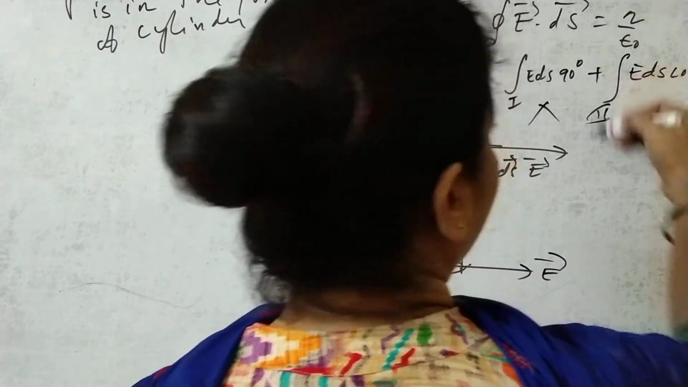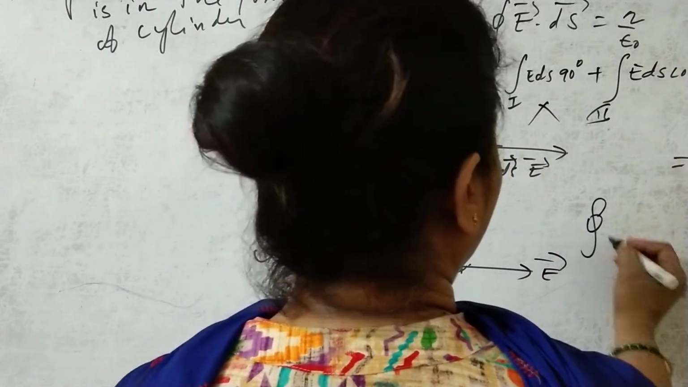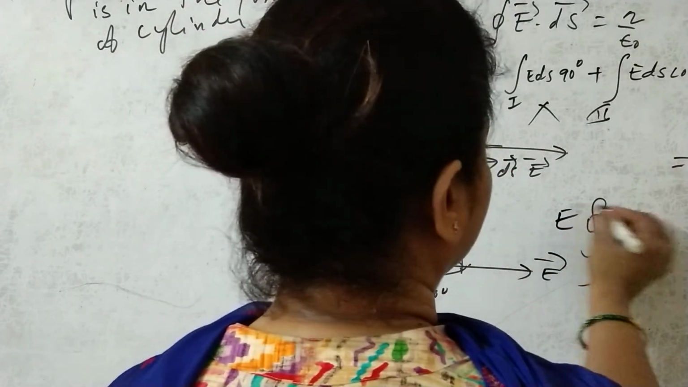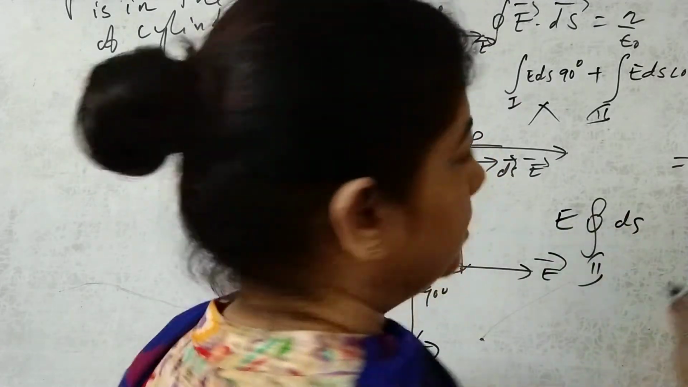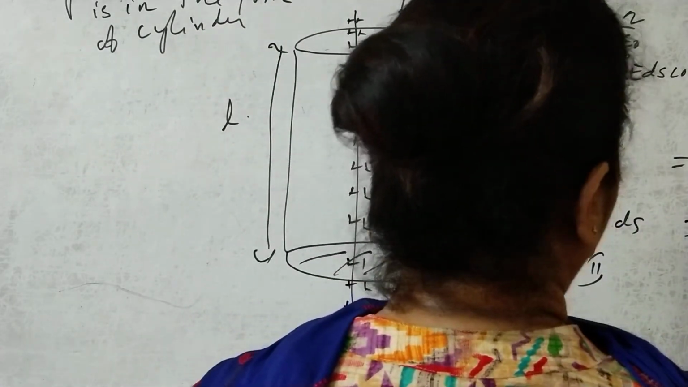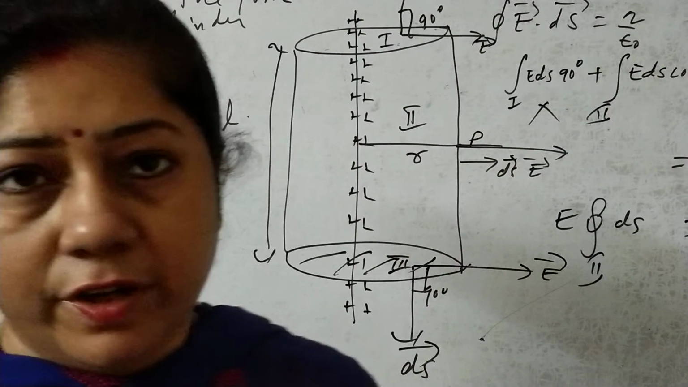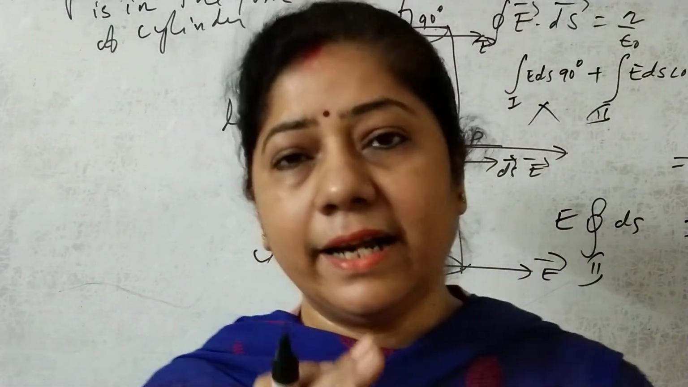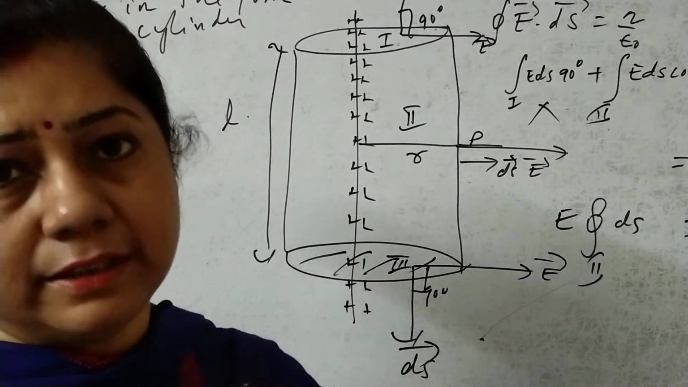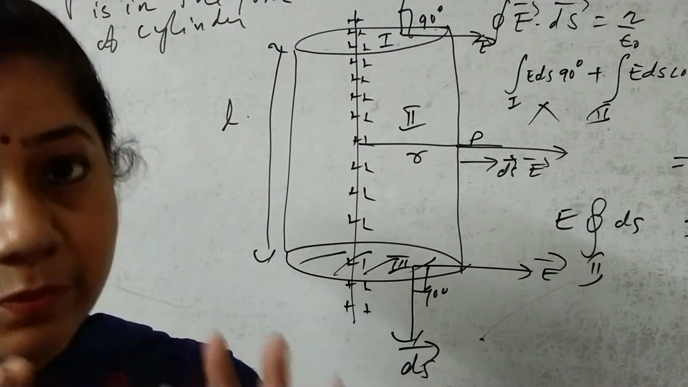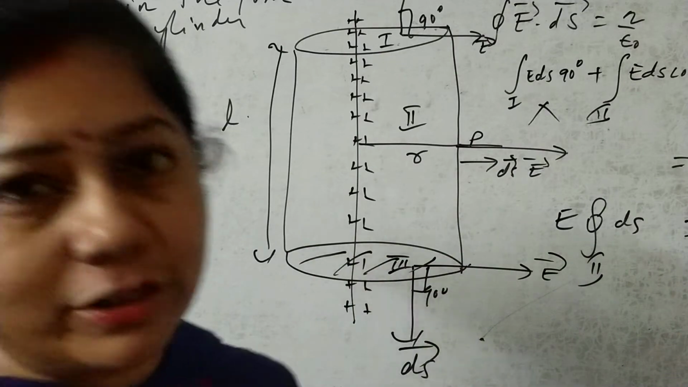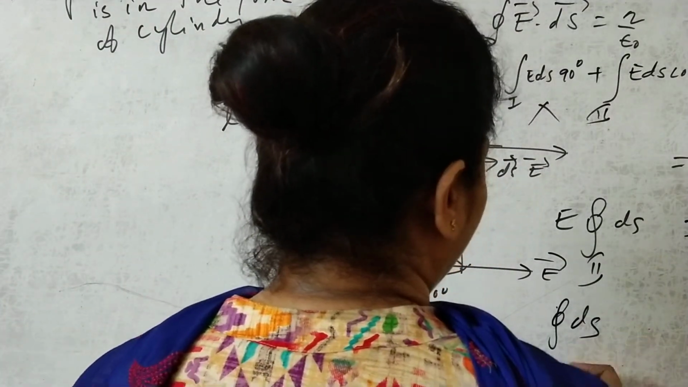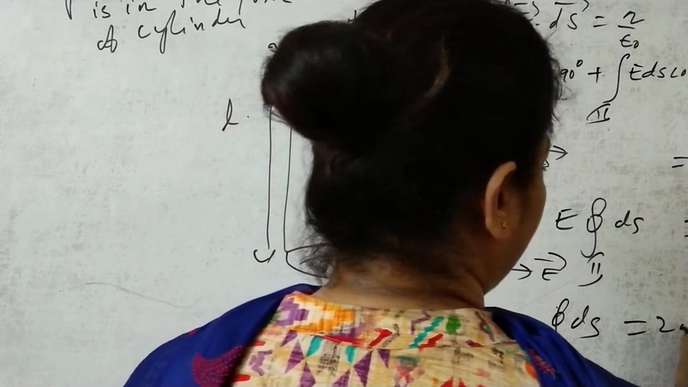We are left with this: the closed integral of the second region, E is constant. We take it out. The closed integral of ds is Q by epsilon naught. So for the curved surface of the cylinder, what is the formula? 2 pi RL, where L is the length of the cylinder we have considered. Of which surface? The Gaussian surface. We have given a home to this, and that is the Gaussian cylinder. So the closed integral of ds for the cylinder is 2 pi RL.